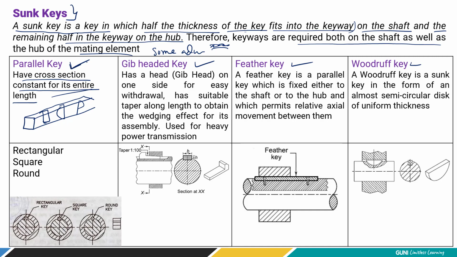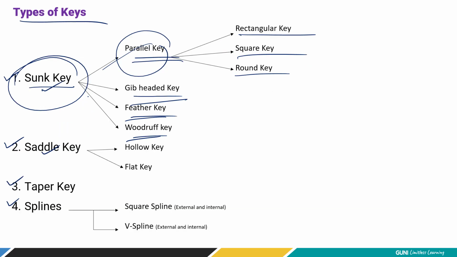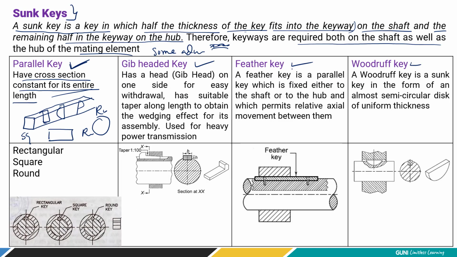That's why it is referred to as a parallel key. Now, based on the section, if it is square, it is referred to as a square sunk key. If it is rectangular, it is referred to as a rectangular sunk key. If it is circular, it is called a round key or round sunk key, right? So based on the cross section, the parallel key comes as a rectangular key, square key and round key, right? Now here the rectangle, square, and round key are given to you. Just look at the image so you can understand it, right?